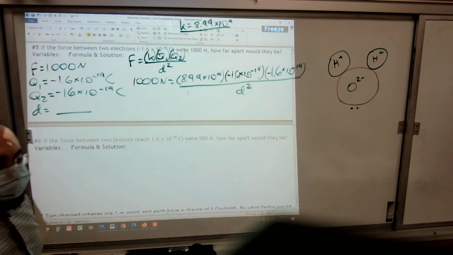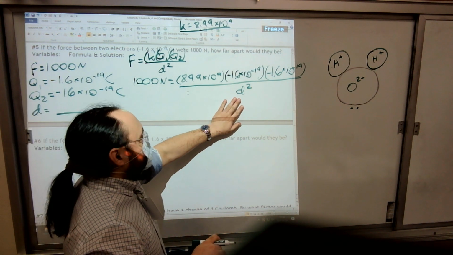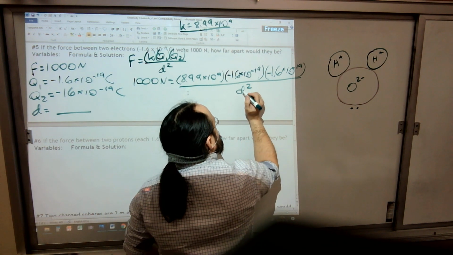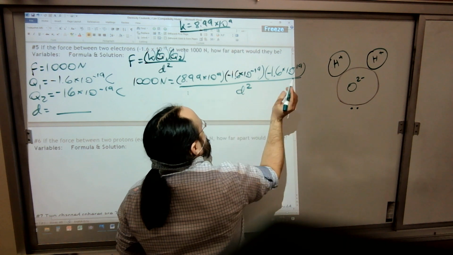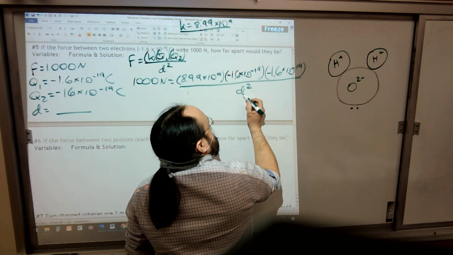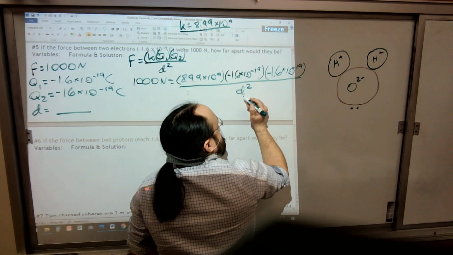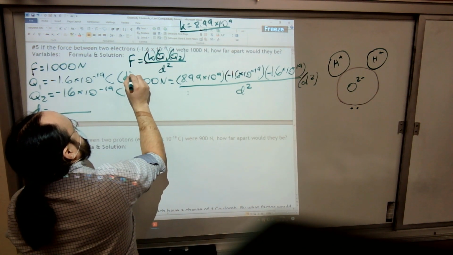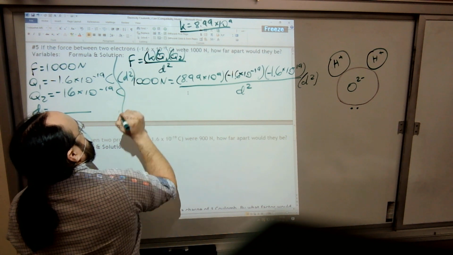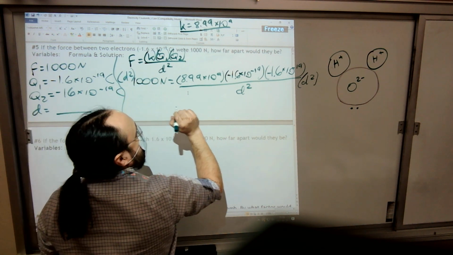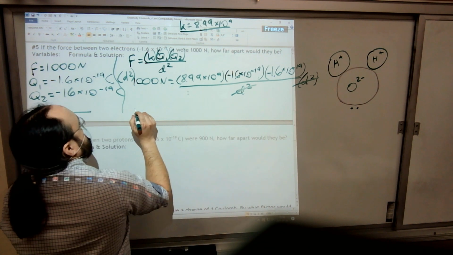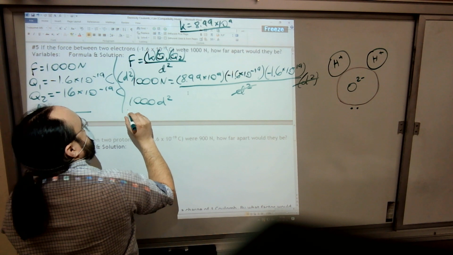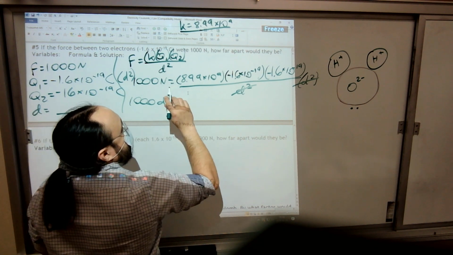Now if you remember, whenever you have something in the denominator like that, you've got to get it out of there. It makes it real difficult if you leave it down there, and this is hard enough as it is. So it's divided by d squared. I'll multiply by d squared on both sides, and those cancel. And so I have 1,000 d squared now equals, and I have a number here.